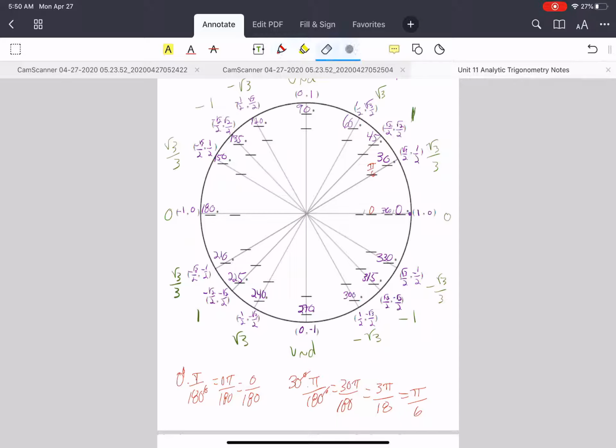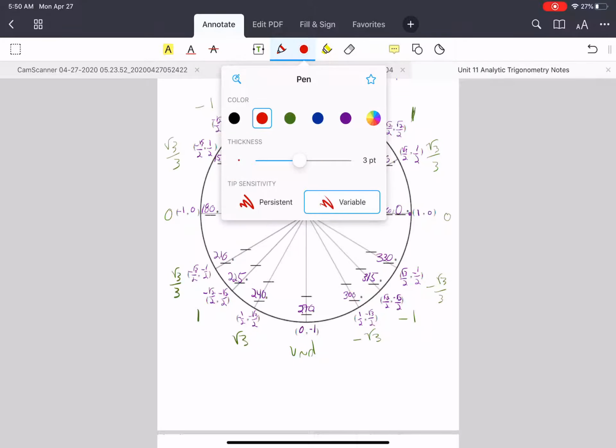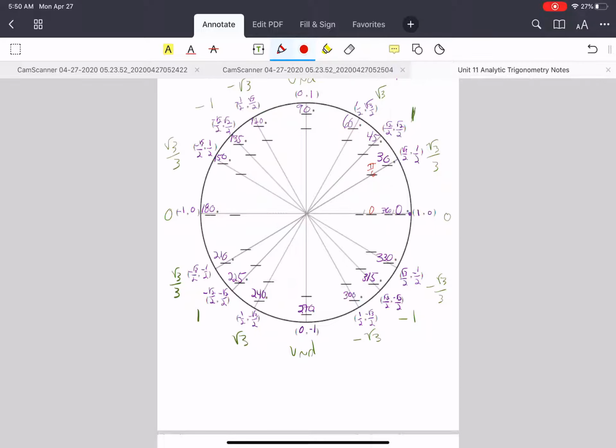Now let's do 45. Make sure when you're talking about different angles that you're clear if you're talking about degrees or radians. So now we're going to do 45 degrees. I'm going to times that by pi over 180 degrees. The degrees symbols reduce, so I have 45 pi over 180. Let's start by reducing by 9. So 5 pi over 20. Looks like I can reduce by 4 after that, so I end up with pi fourths.